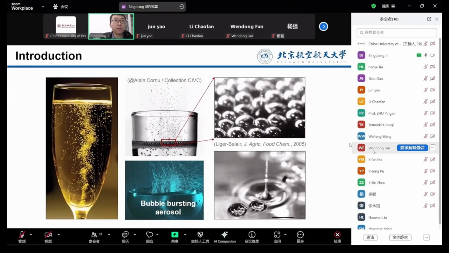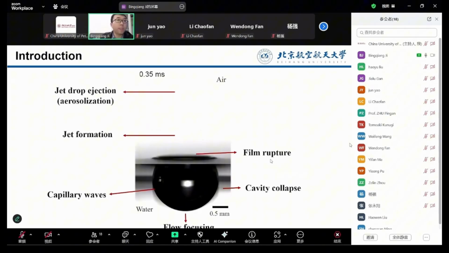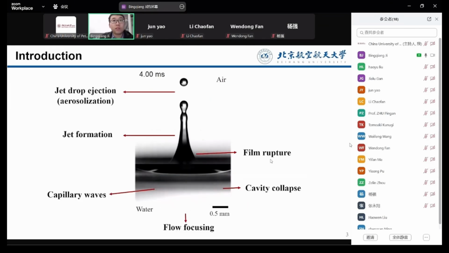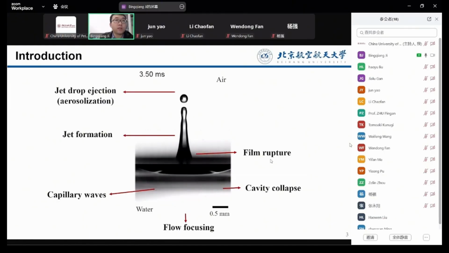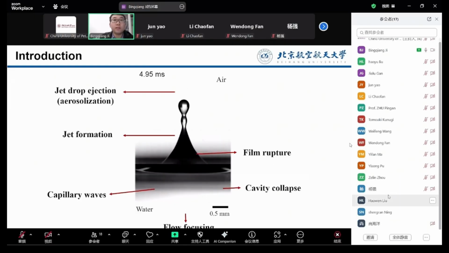is facilitated by the bursting of bubbles at the beer surface, because they emit small droplet aerosols to air, so we can smell the flavors. Here I show the bursting of a millimeter bubble. Now, this video shows that the bursting starts from the rupture of a liquid film in the bubble cap.